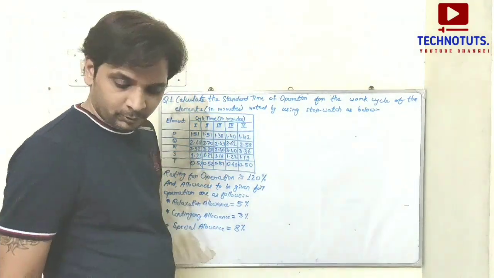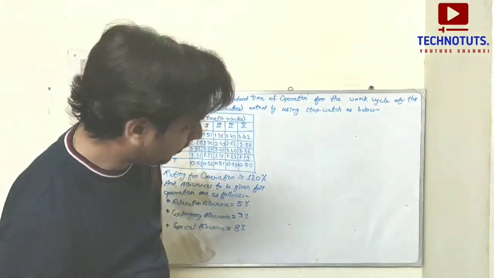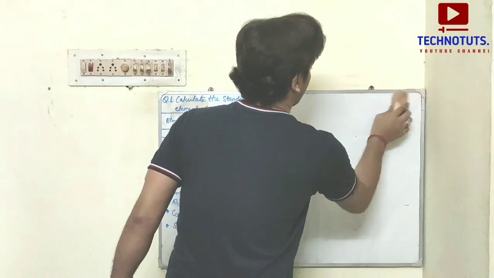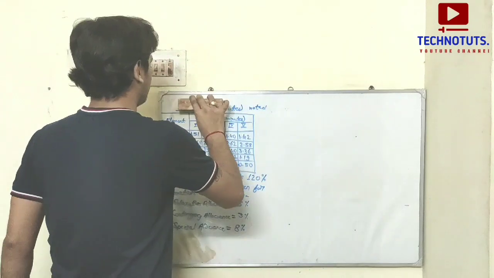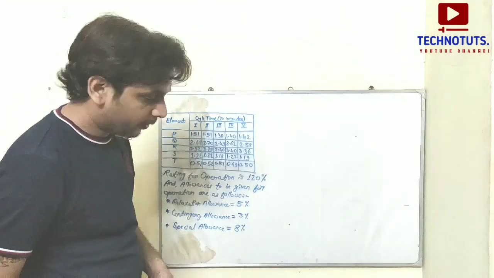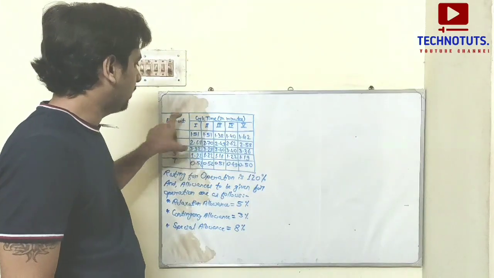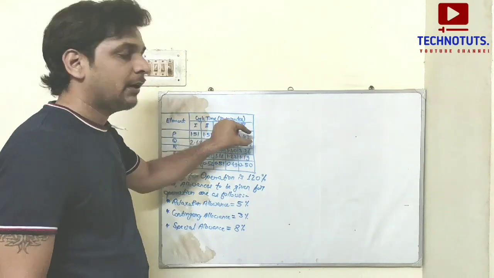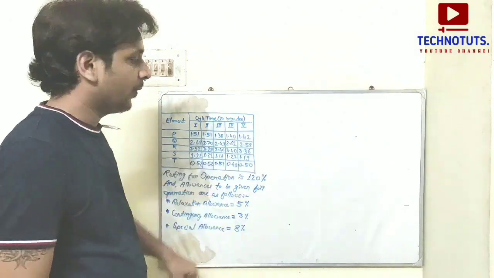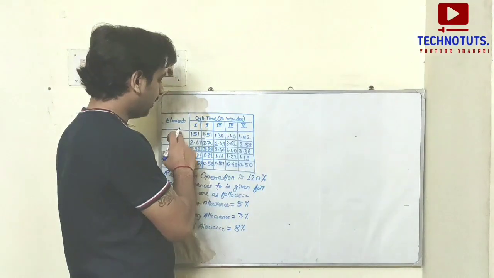First we have to draw the table. So let us solve the problem. Let us delete the question. It is given that 5 elements are given, P, Q, R, S, T, and for each individual element there are 5 cycle times. So first of all we will calculate the average time for each element.